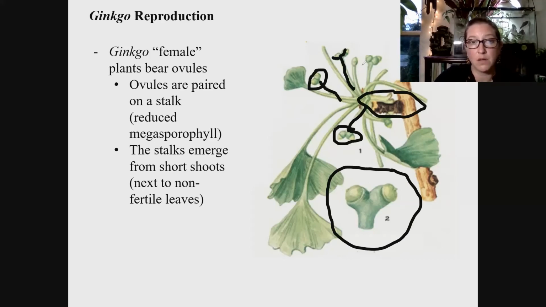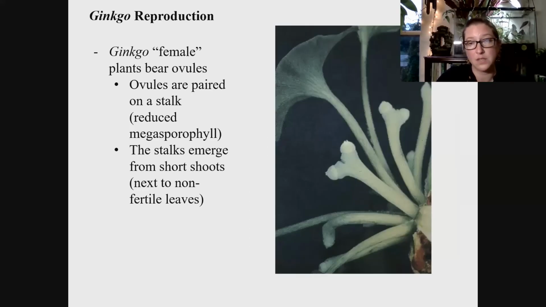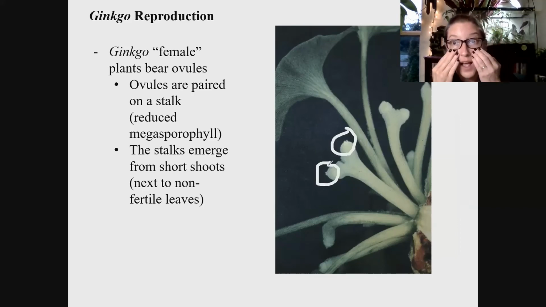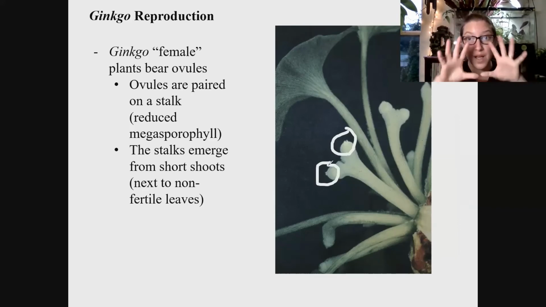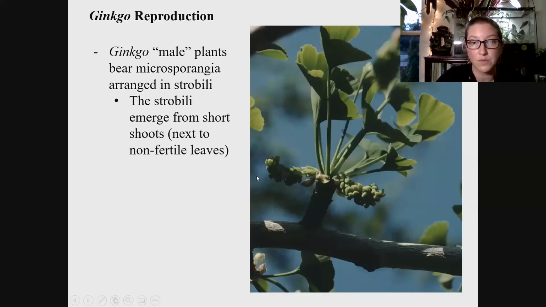So that's what the female looks like, ovules paired on a stalk. Make a note of that in ginkgo. Here you go again. So ovules are paired on a stalk. One ovule. Two ovules. Notice you can see the ovules with your naked eye because they are gymnosperms. They're not inside of anything. Paired on a stalk, right?